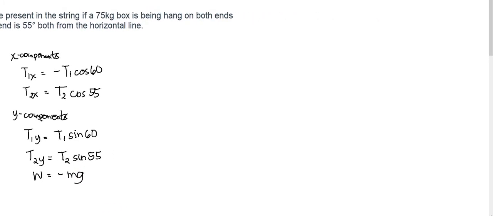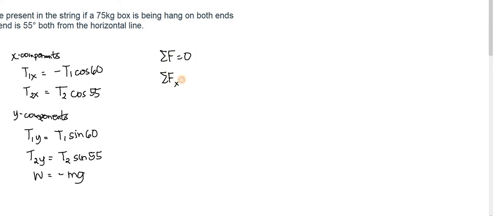So we already have the components. Let's now write the conditions for equilibrium. The summation of forces is equal to 0. Therefore, the summation of forces along x is also 0, and the summation of forces along y is also 0. Why do we need this? This helps us determine that the object is not moving, and this condition will tell us the amount of the total forces acting.